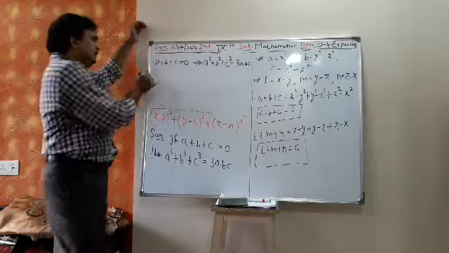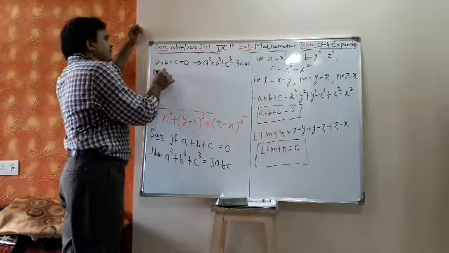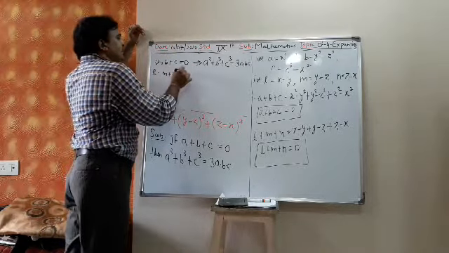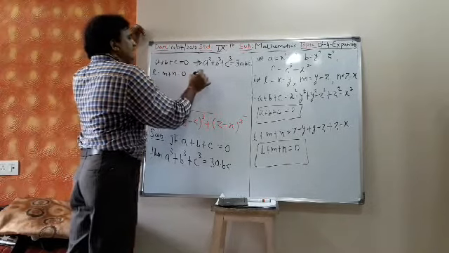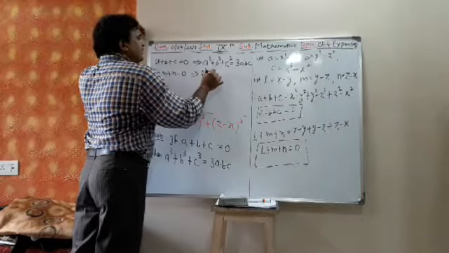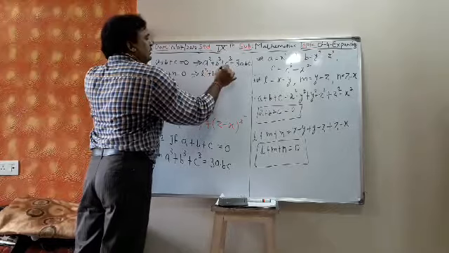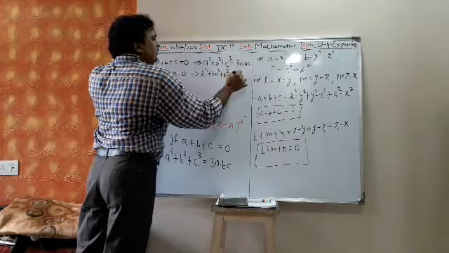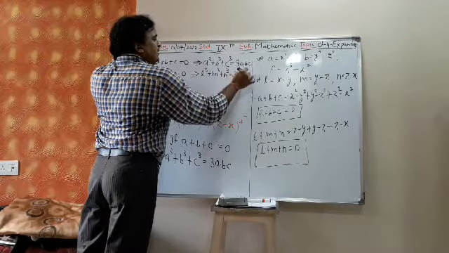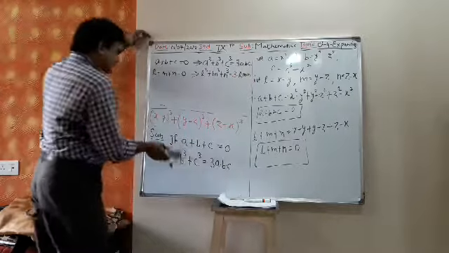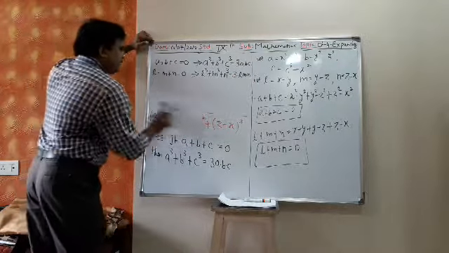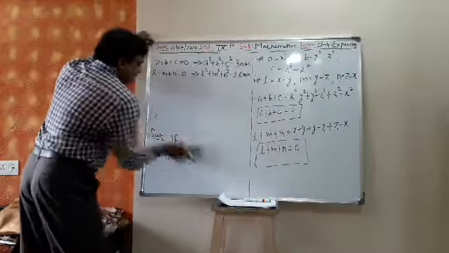Similarly, L plus M plus N is 0. Apply the same result. L plus M plus N is 0 means L cube plus M cube plus N cube is equal to 3 into L into M into N, by this result. So now I will find what is the value of that expression.